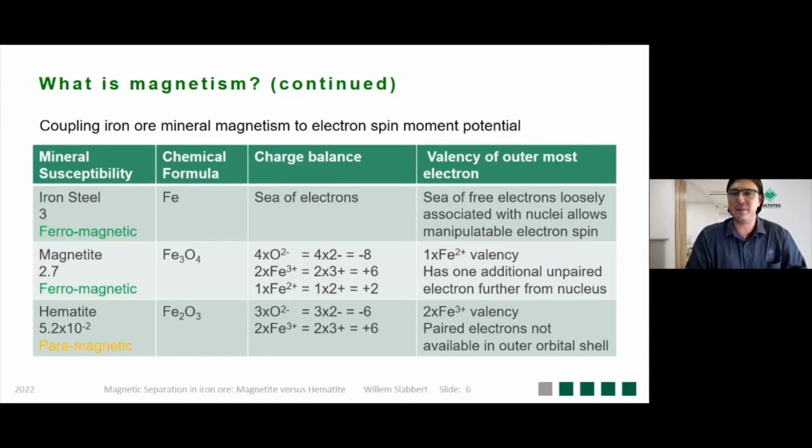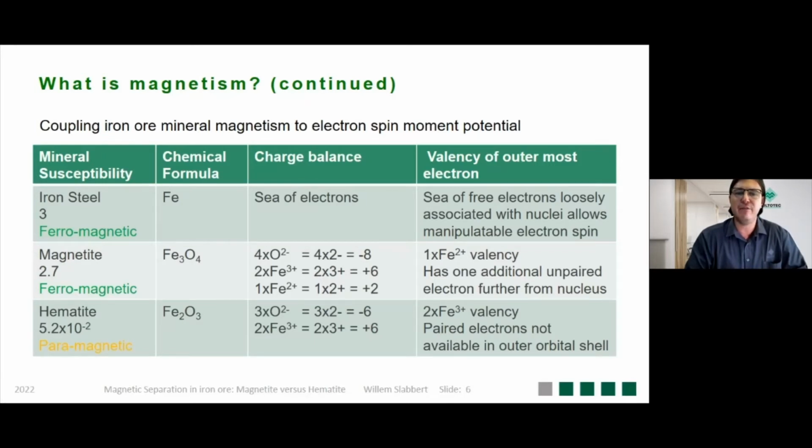With magnetite, it becomes a little more complex. So the chemical formula for magnetite contains 3 iron cations and 4 oxygen anions. The charge balance on the oxygen is 4 times a valency of -2 and results in a valency of -8. Now we know that the combination of positively charged iron cations must add up to +8 in order for us to achieve our charge balance.